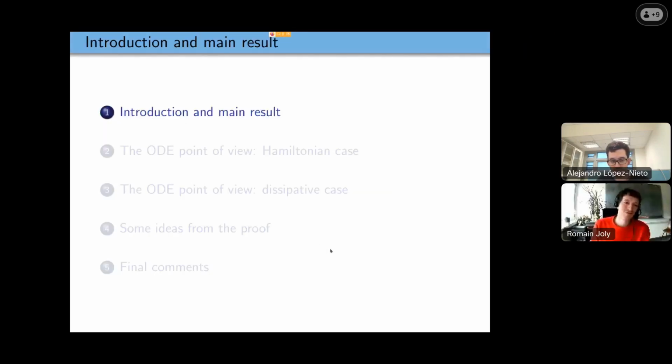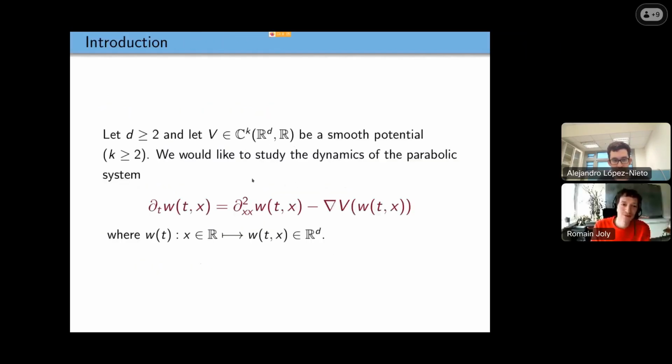So let's start with the PDE. I would like to consider the parabolic PDE, a parabolic system, d_t W equals Laplacian W plus some nonlinear term. The important feature is that in my talk, x is just 1D, it belongs to the real line, but W is not scalar, W is a vector. So you can see this as a system of several parabolic PDE.